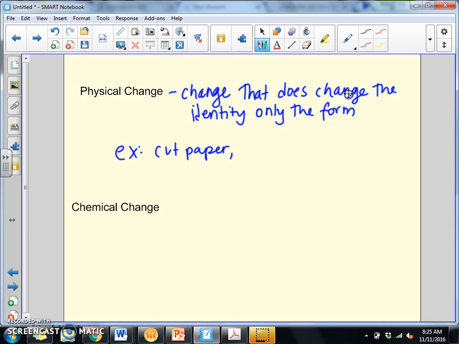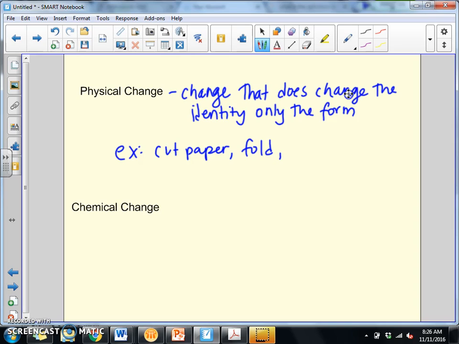If I fold my clothes, it's still my shirt. It's still my piece of paper. It just looks a little different. Another physical change could be to cut paper or fold the paper. Those are the most obvious examples. You can look in your text and online for others.